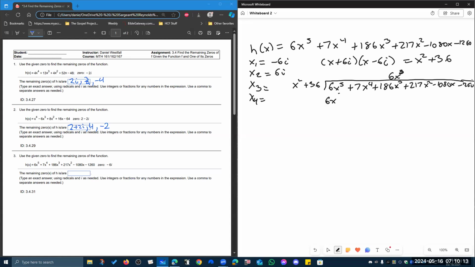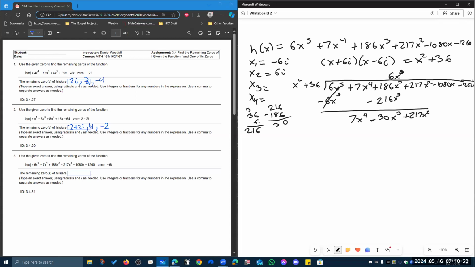And that's 6x to the fifth. 36 times 6 is 216. Subtract. 216 minus 186, that's 30, so that's 7x to the fourth minus 30x to the third. Let's bring down 217x squared.